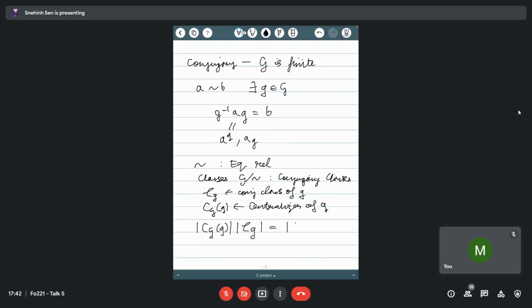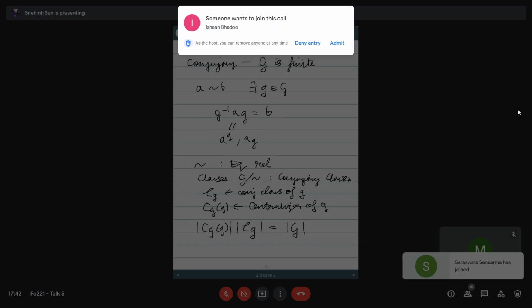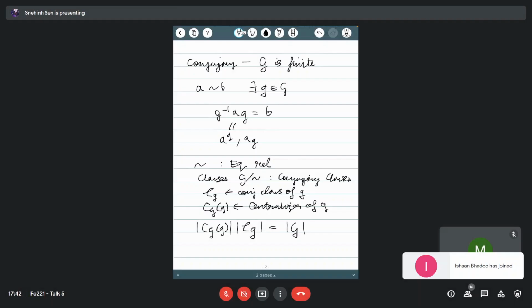Then have you seen this result? Product of these two sizes is the size of G. Yeah, it's the orbit stabilizer theorem. Yeah, exactly. Just a direct application. This is a group action. Conjugacy is also a group action, and it's very easy. It's a group action, and well, you get the orbit stabilizer theorem.